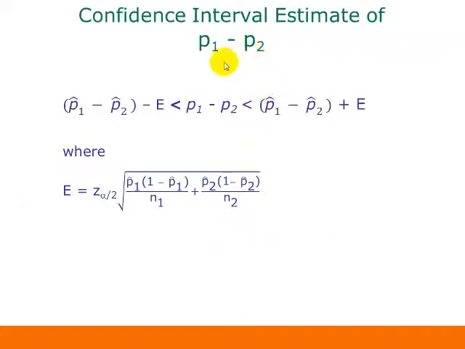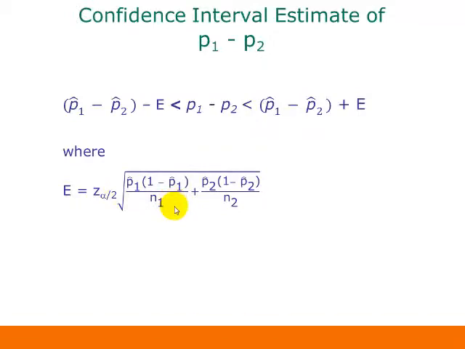So to get a confidence interval estimate of the difference between two population proportions, that means that we're going to have our difference of our two sample proportions in the middle of our confidence interval. So we're going to start with that. We find our margin of error and we subtract that from our difference of our sample proportions to get our lower limit. And to get our upper limit, we take the difference in our two proportions and add the margin of error. And here's the formula for the margin of error.